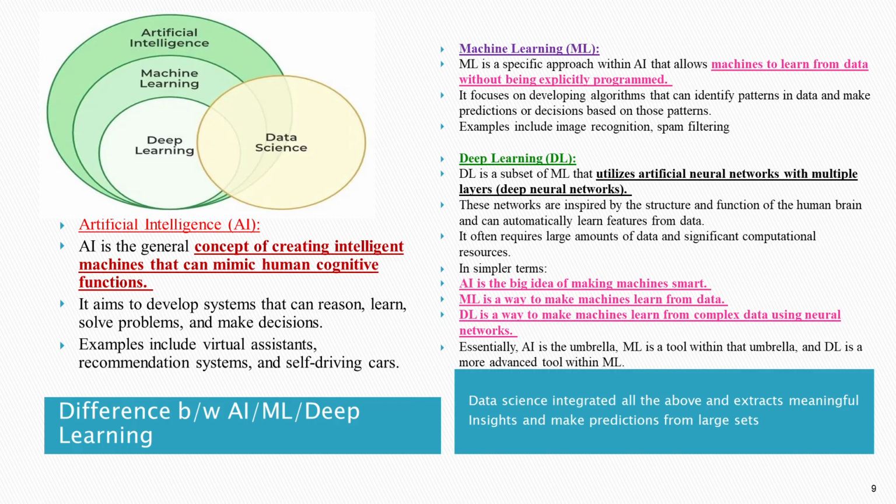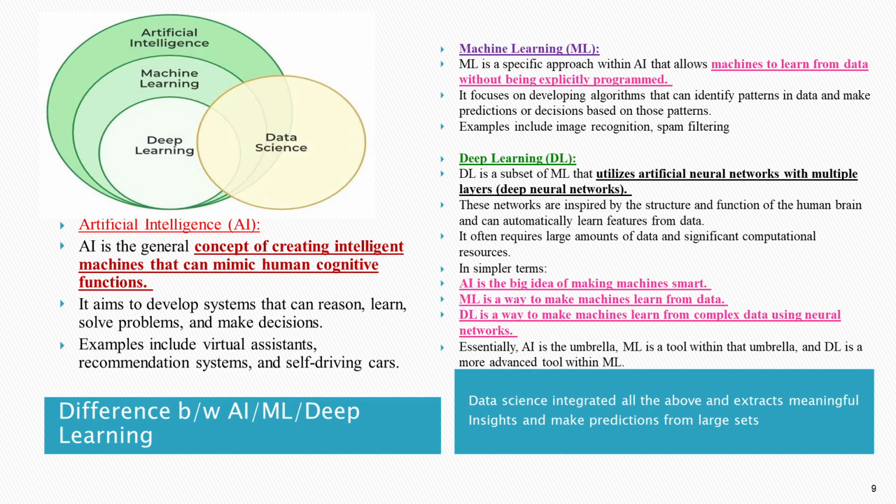The next thing is deep learning. Deep learning is again a subset of ML that utilizes artificial neural networks with multiple layers. How does Google work? How does ChatGPT work? It is because of dense layers of artificial neural networks, which are trained in different domains before being deployed.